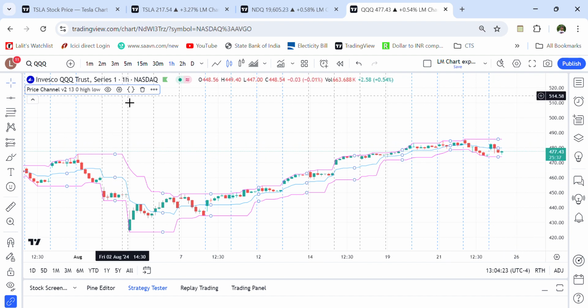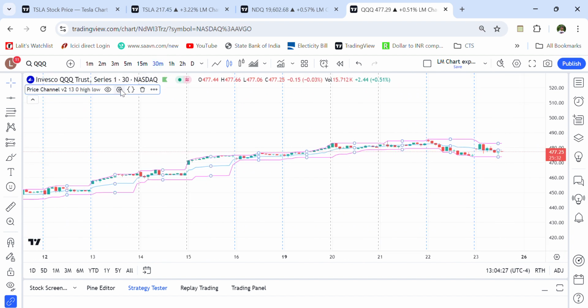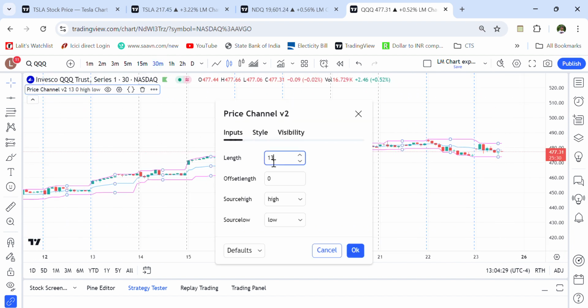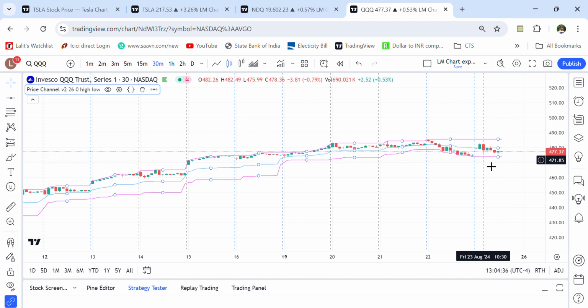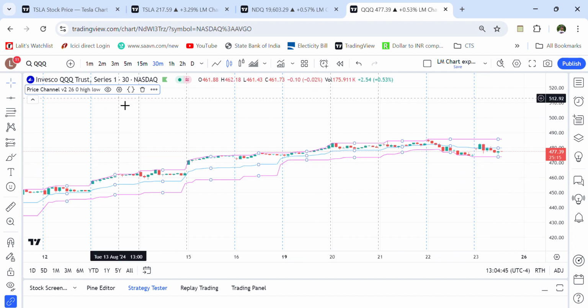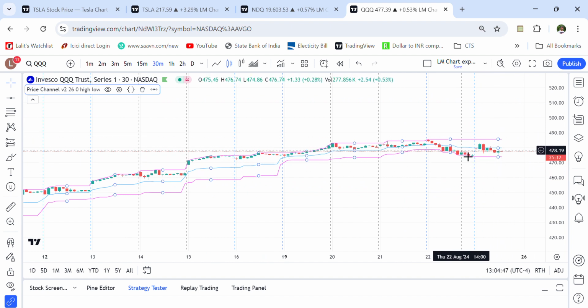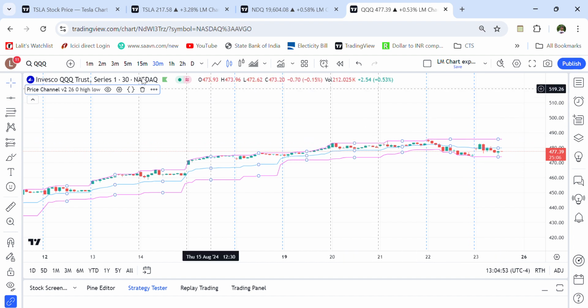Okay, let's reduce our time frame. If we go to 30 minutes, my settings should change. I'll double it and it will go to 26. Okay, so now this is my 2 days. In 2 days I will have approximately 26 candles of 30 minutes, and it will give you the look back price channel for 30 candles.